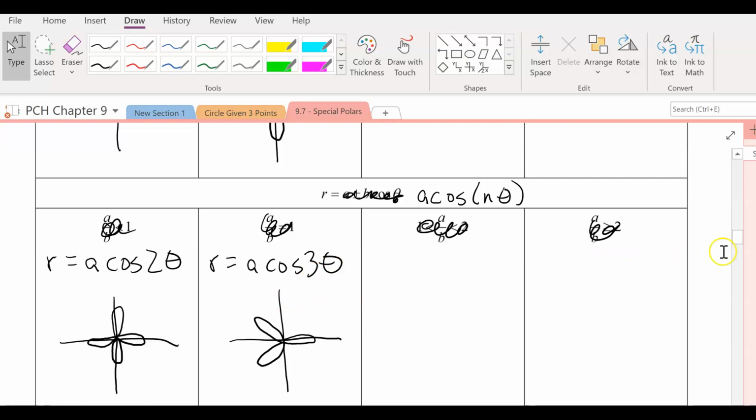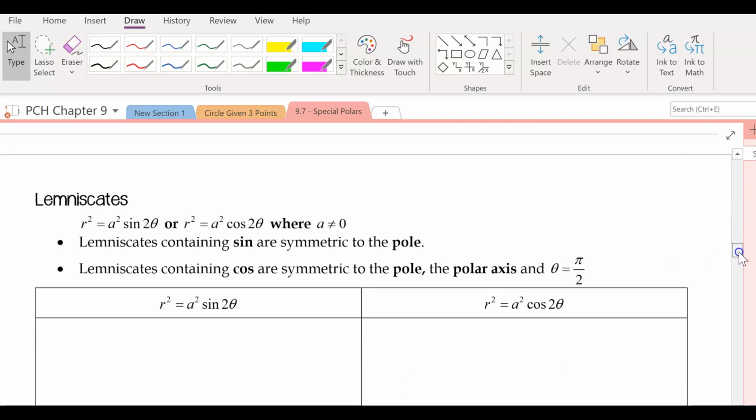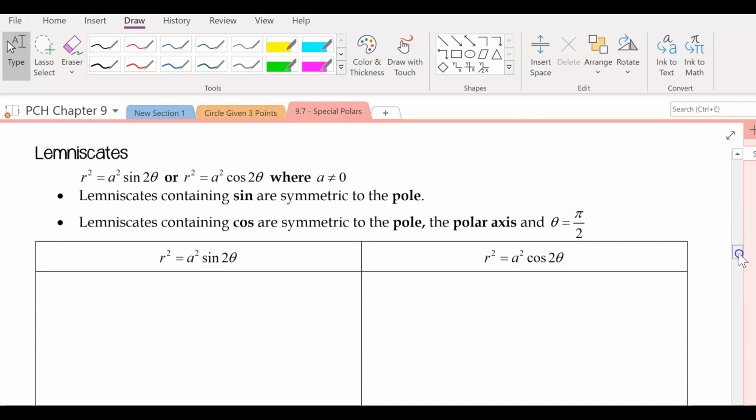And moving on to the last type that we'll cover in this section, we've got lemniscates. So these are in the form r squared is equal to a squared sine 2 theta, or r squared is equal to a squared cosine 2 theta. And then again, a cannot be 0. So lemniscates containing sine are symmetric to the pole, and lemniscates containing cosine are going to be symmetric to the pole, the polar axis, and theta equals pi over 2.